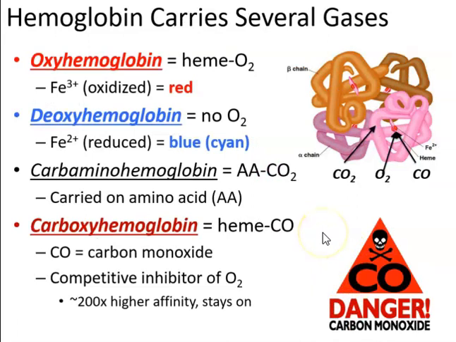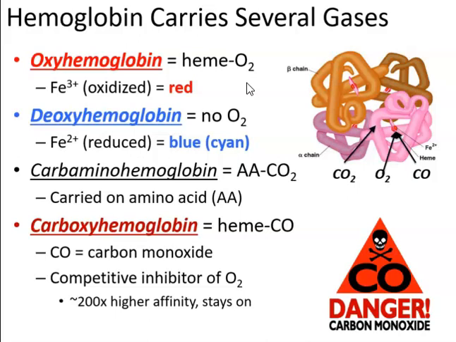We know that hemoglobin does carry several gases, and depending on the gas, we can subcategorize the type of hemoglobin. For example, oxyhemoglobin. This is when a heme molecule binds to oxygen. Now we know that iron in the presence of oxygen becomes oxidized and creates a red color. That's why oxyhemoglobin bound to oxygen shows up as red within the arteries.